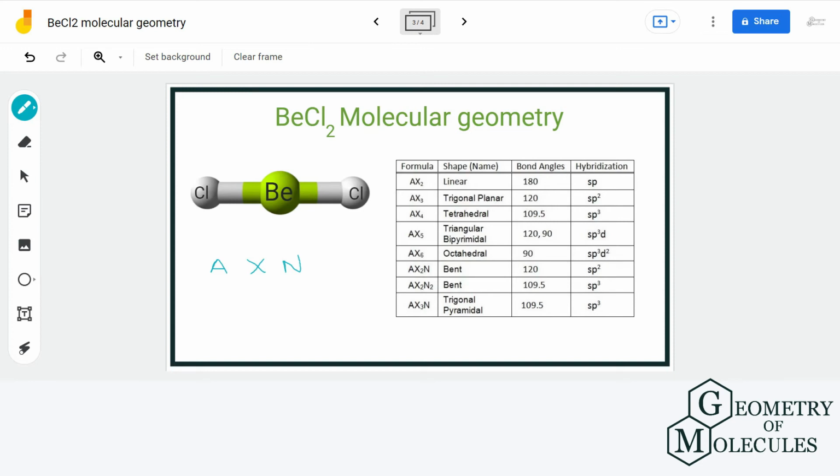Here we have beryllium as the central atom. There are two chlorines attached to it and no lone pairs of electrons. Now that gives us a notation of AX2. If we refer to this table, we can see that molecules that have the AX2 formula have linear geometry with bond angle 180 degrees and sp hybridization.